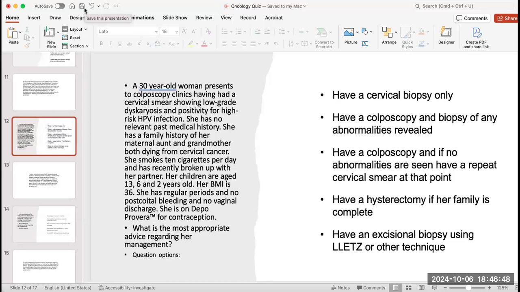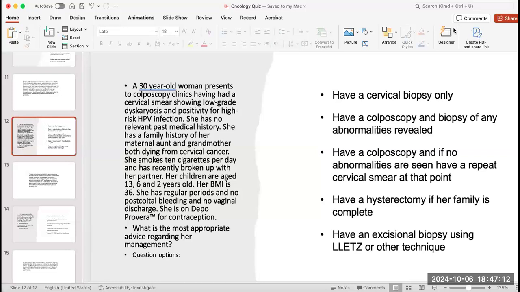She smokes 10 cigarettes per day and had recently broken up with her partner. Her children are aged 13, 6, and 2. BMI is 36. She had regular period and no postcoital bleeding and no vaginal discharge. She is on Depo-Provera for contraception. What is the most appropriate advice regarding her management?